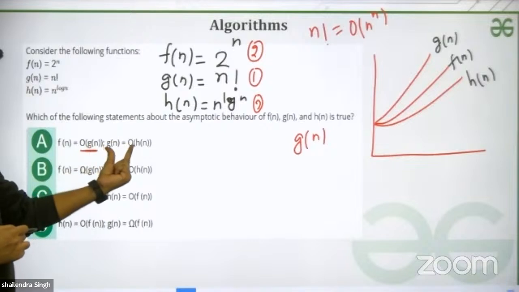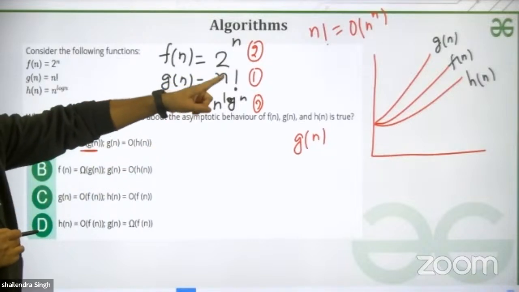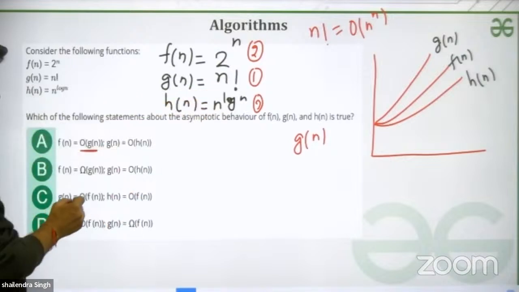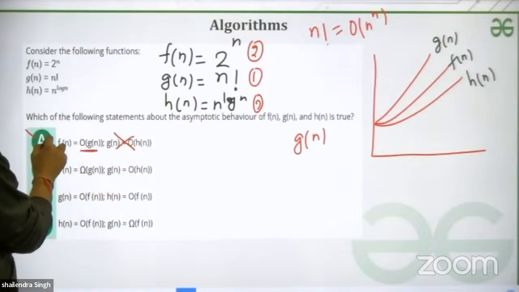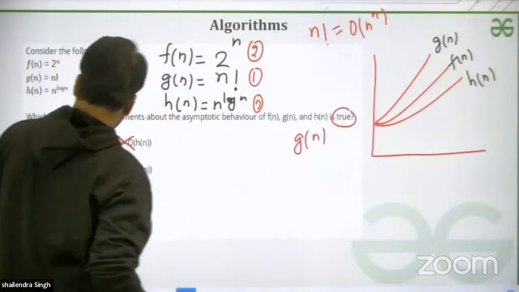नाउ नेक्स्ट पार्ट देखिए, gn का अपर बाउंड hn. नो, this is wrong. gn का लोअर बाउंड है hn, डियर स्टूडेंट, so this one is false. हमें बताना क्या है, फॉल्स या ट्रू? यस, हमें ट्रू बताना है. सो दिस इज फॉल्स.